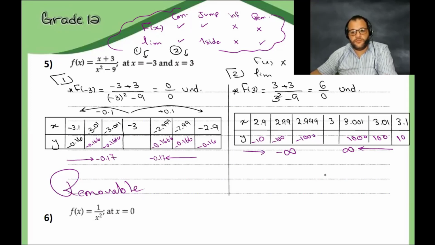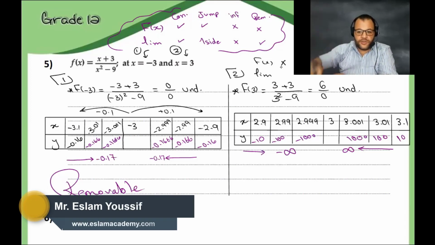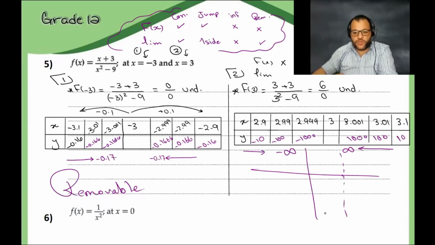So it's an infinite discontinuity. It's not removable. It means there is no limit. Limit from the left side and from the right side: one of them is going down. That's the graph. At x equals 3 there is a vertical asymptote, if you remember this one, and you'll find that the graph is going down on one side and the other part is going up. That's how the graph will look.